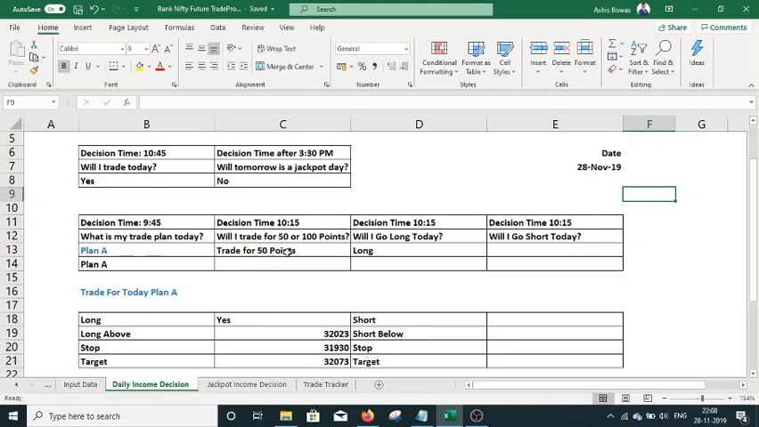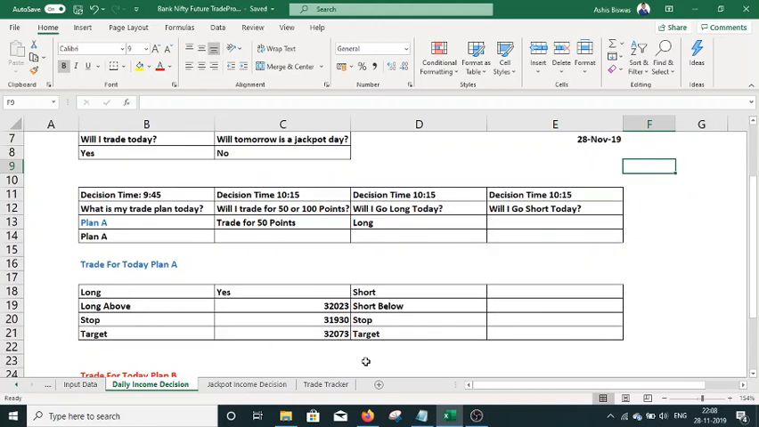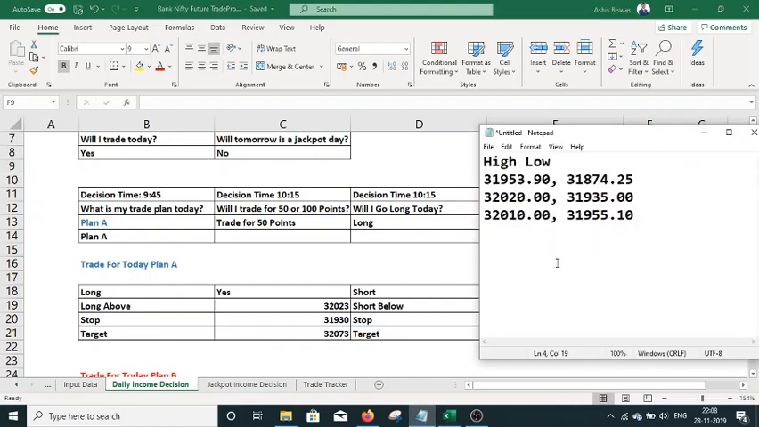Today we have to trade for 50 points, and the trade level was long above 32023 with stop loss 31930 and target 32073. So basically the trade is long above 32023, stop loss 31930, and target 32073.